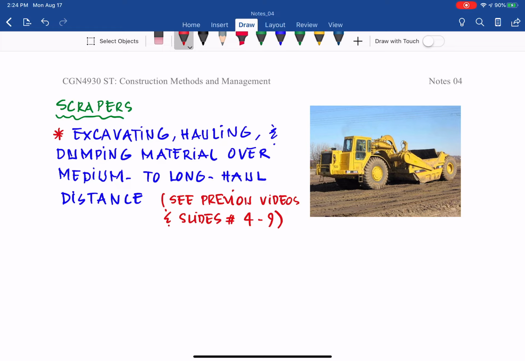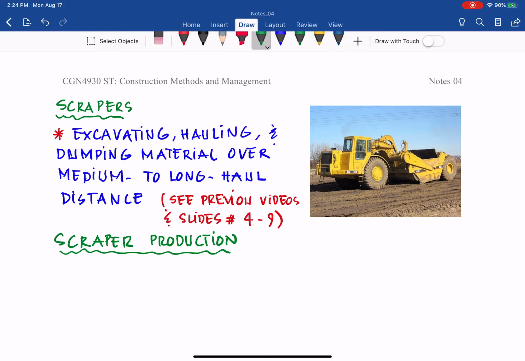And now let's move to the production. How can we determine the production of the scraper? Scraper production, and one of the types of scrapers is shown in the figure here.